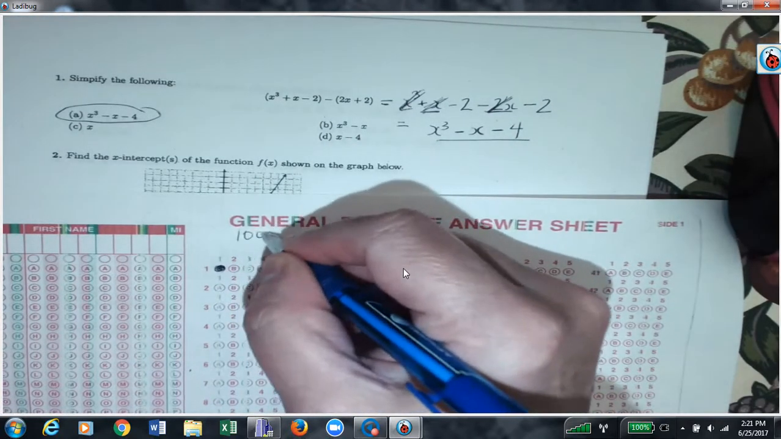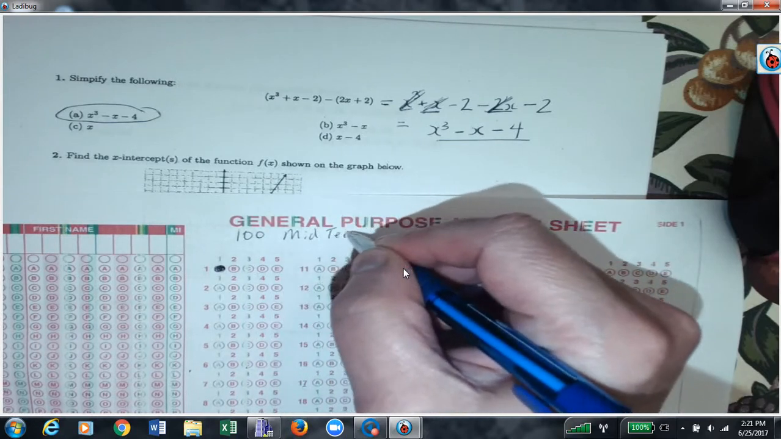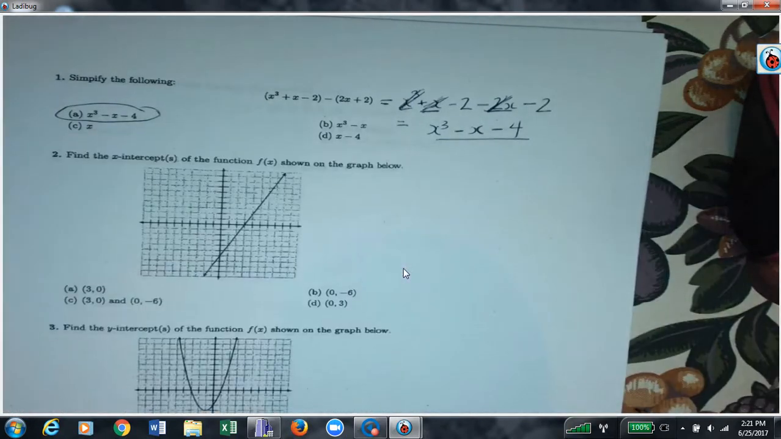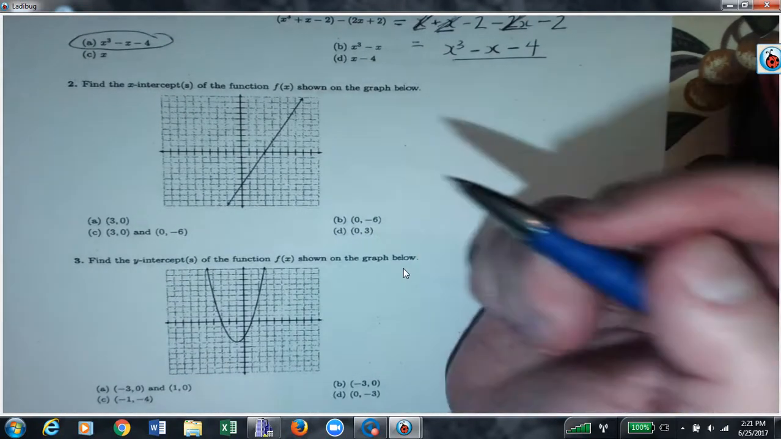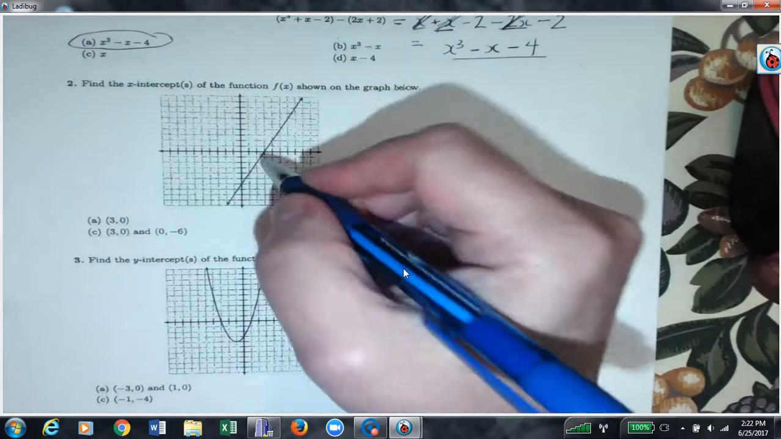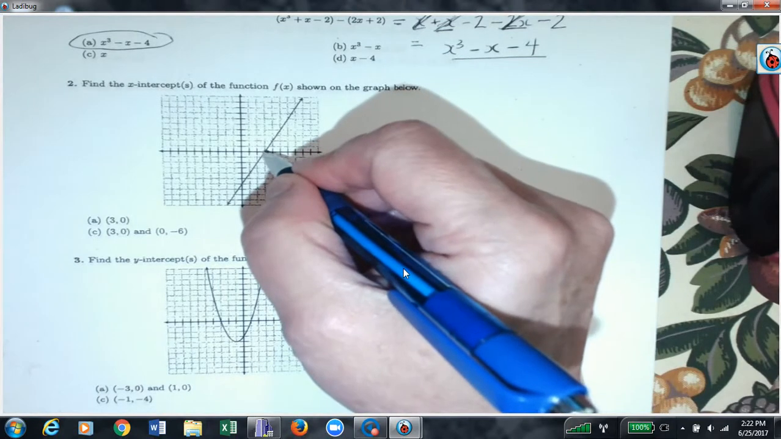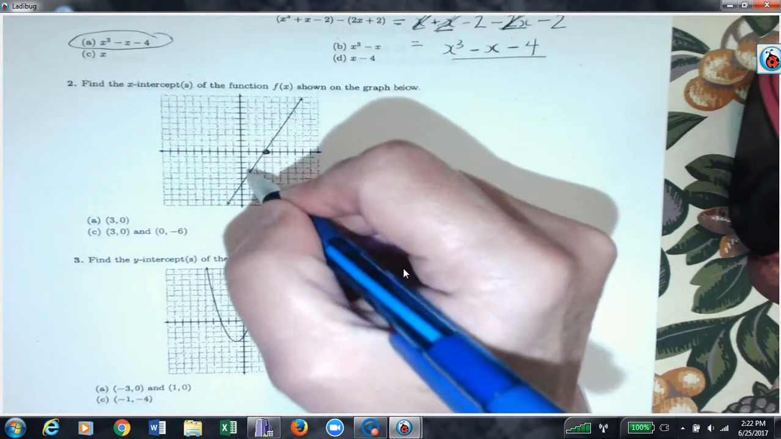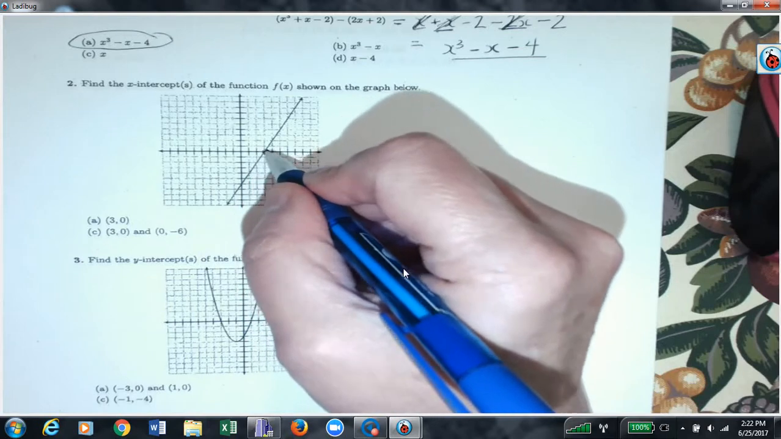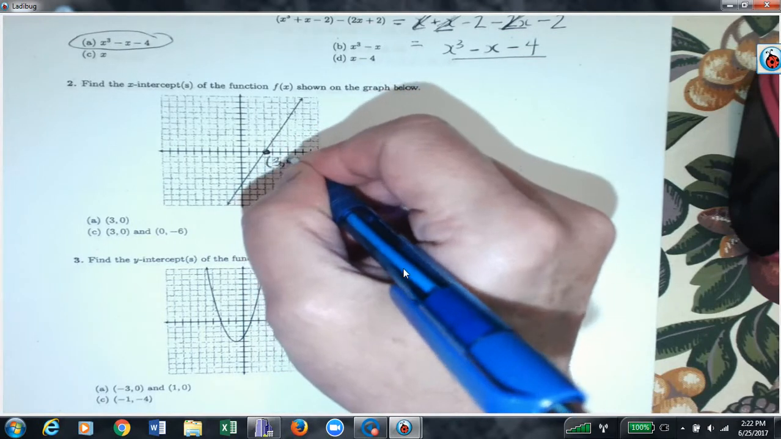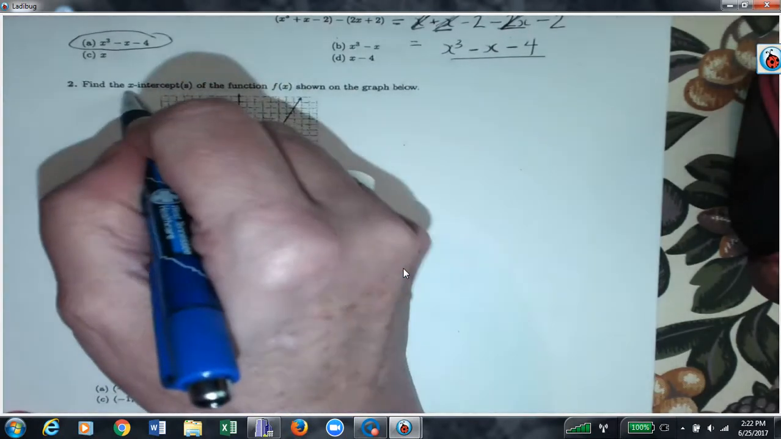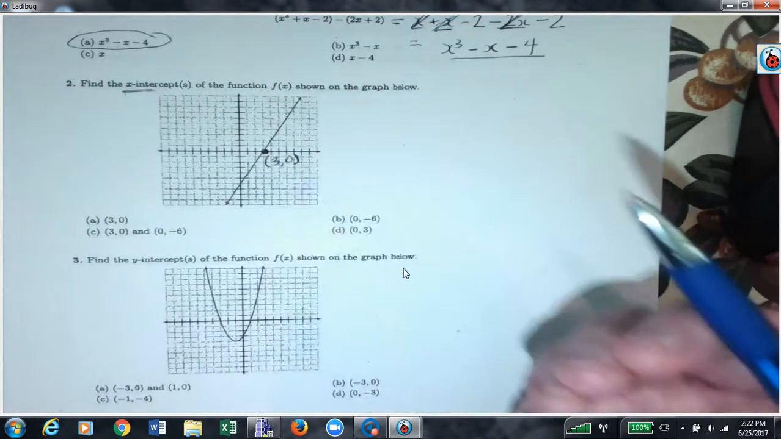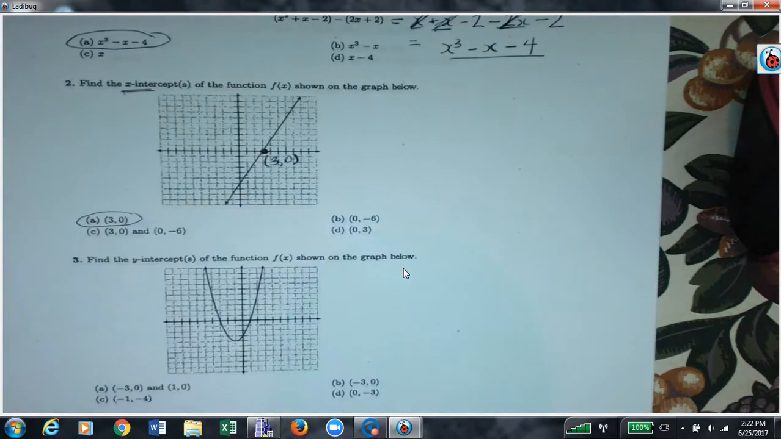So this is the 100 midterm. All right, find the x-intercepts of the function shown above. All right, the x-intercept is where the graph crosses the x-axis, and it crosses it right there. And that is the point 1, 2, 3, 0. So that's where my x-intercept is. And there's only one place where it does that. So the answer to number 2 is A.